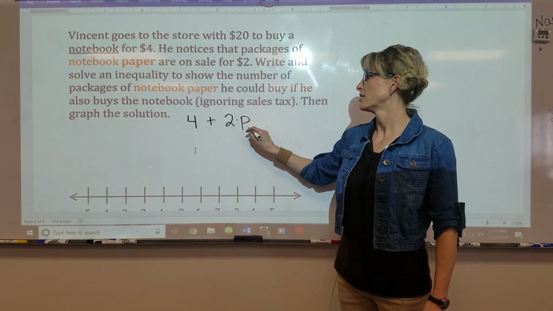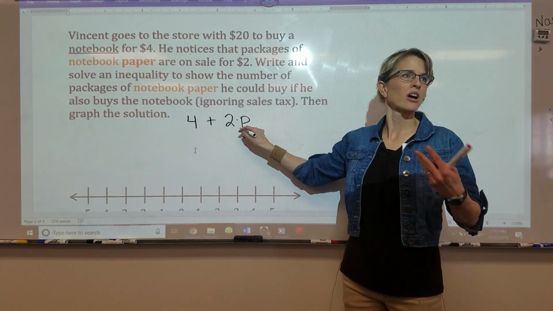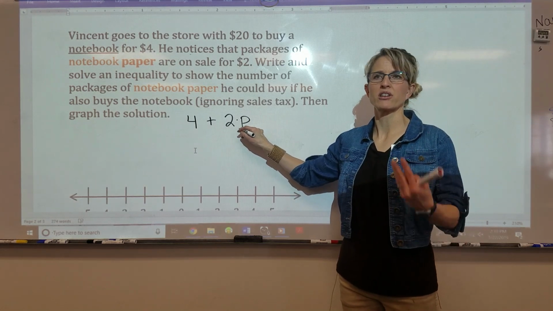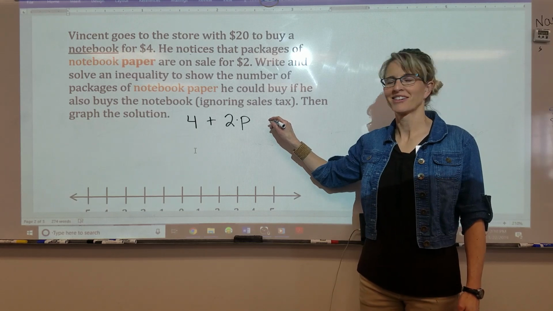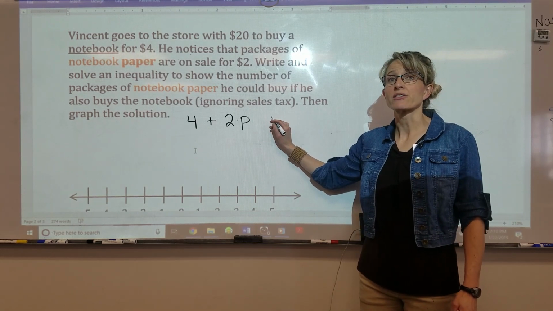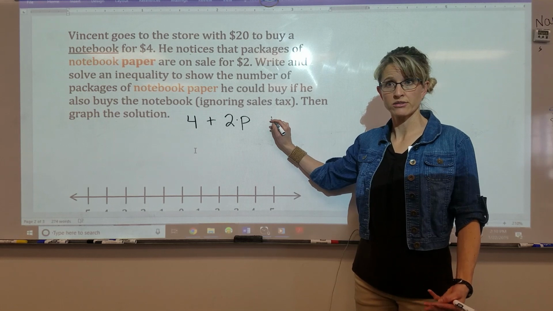$2 per pack. 1 pack would cost him 2, 2 packs would cost him 4, 3 packs would cost him 6. Okay, stay with me. All right, his budget's $20. Can he spend more than $20?